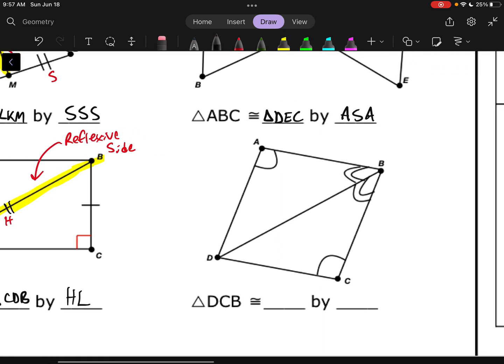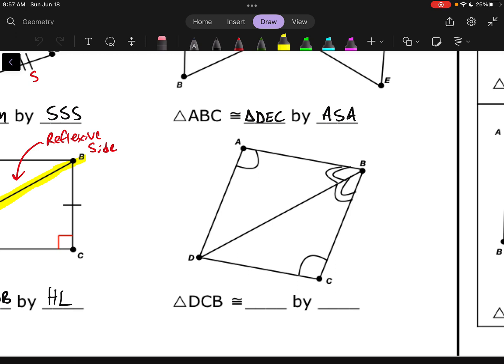Okay, and then this one, right away, I notice our reflexive side in the middle, so I'm going to mark that.